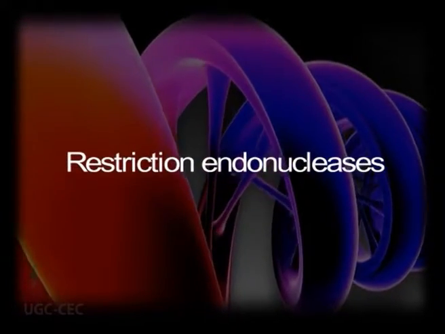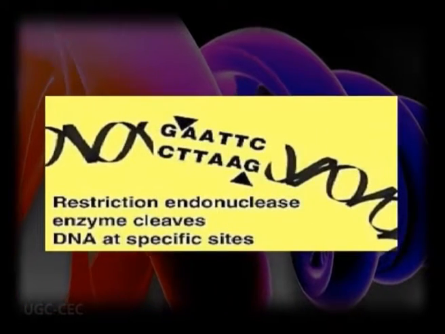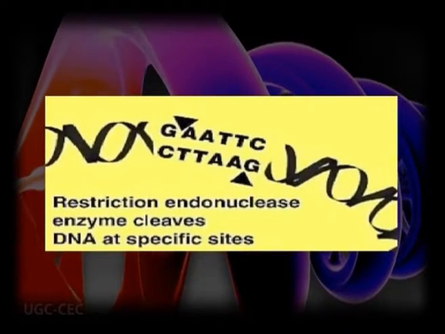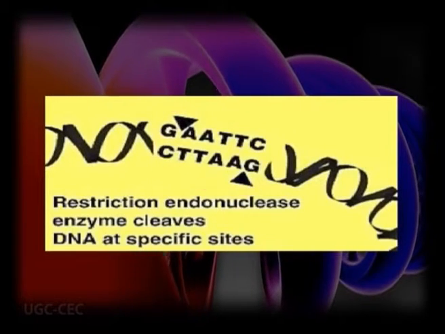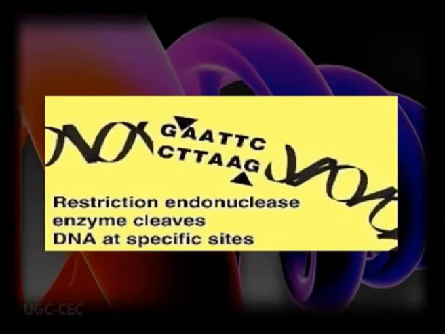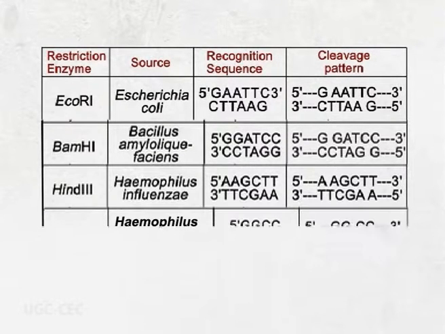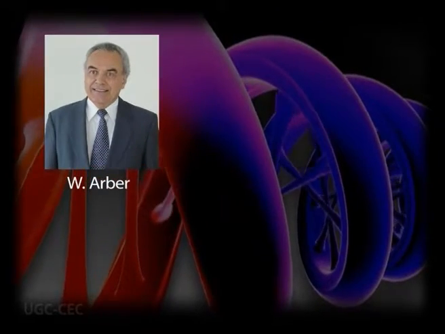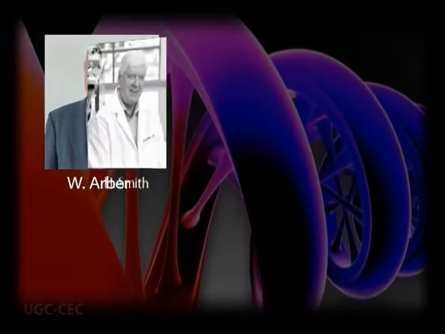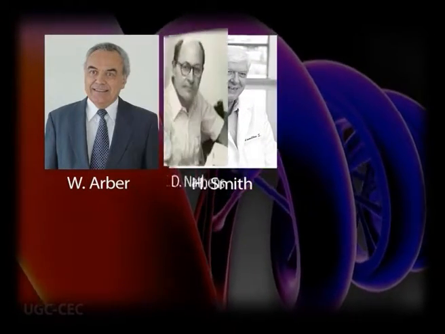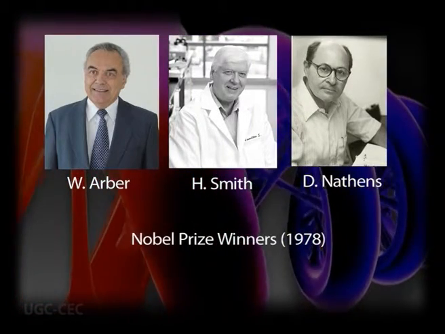Now, what are restriction endonucleases? Restriction endonucleases, also called restriction enzymes, are a class of enzymes that cut DNA at specific sites called restriction sites or recognition sites. Some of the commonly used restriction enzymes are EcoR1, BamH1, HindIII, HaeIII, etc. The discovery and characterization of type 2 restriction endonucleases led to the award of Nobel Prize to Werner Arber, Hamilton Smith and Daniel Nathans in 1978.